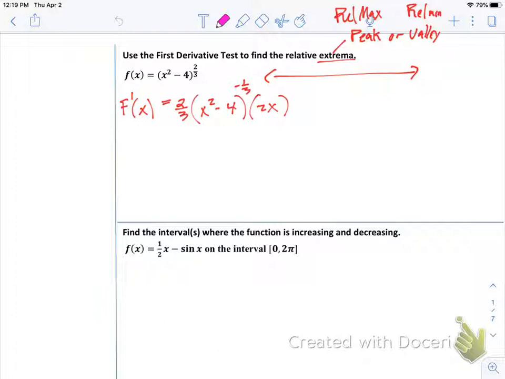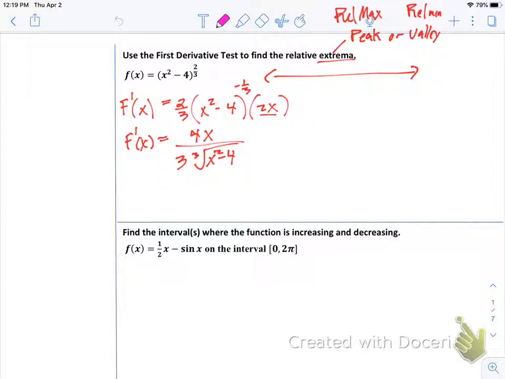So time to simplify. So we've got to do f prime of x. We're going to break this into two parts. There's the numerator, which will be 2x times 2. It'll be 4x on top, and the denominator has the 3, and it also has the x squared minus 4 to the 1/3, which is also known as a cube root. So that's the cleaned up version of it.